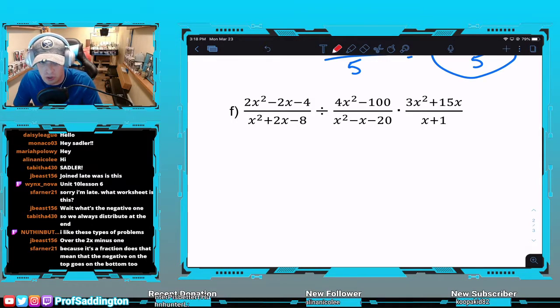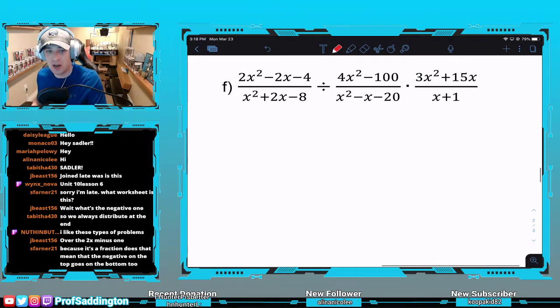No, Sierra, you can only put it on the top. Because if you put it on top and bottom, if there's a negative on the top and a negative on the bottom, that means it would cancel out and become positive. So you're only allowed to do it to one. We are always going to choose the top.